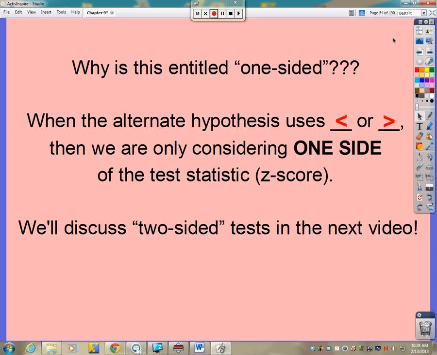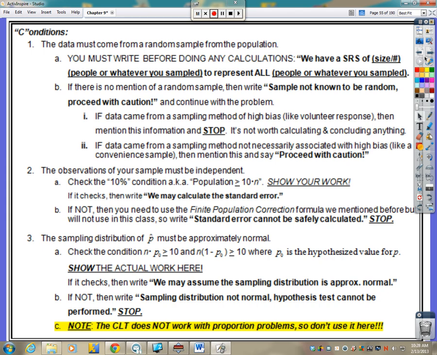Now, this video is entitled, at the top of your notes, One-Sided. And what does it mean that we're really talking about a one-sided test? Well, when our alternate hypothesis uses a greater than or a less than sign, we're only considering one side of our z-score, our test statistic that we will be calculating. Now, we will discuss specifically two-sided tests more in the next video. So in this one, we're really only going to be talking about the left side of the z-statistic or the right side of the z-statistic to calculate our p-value.